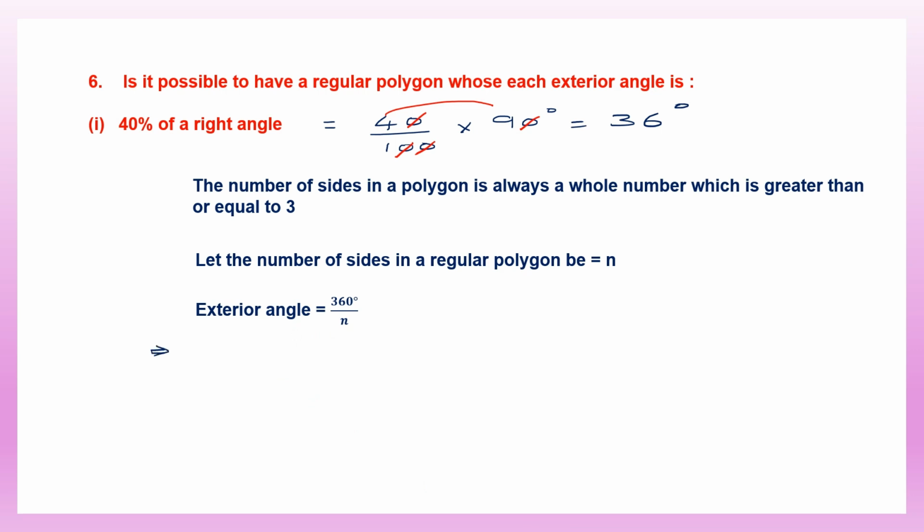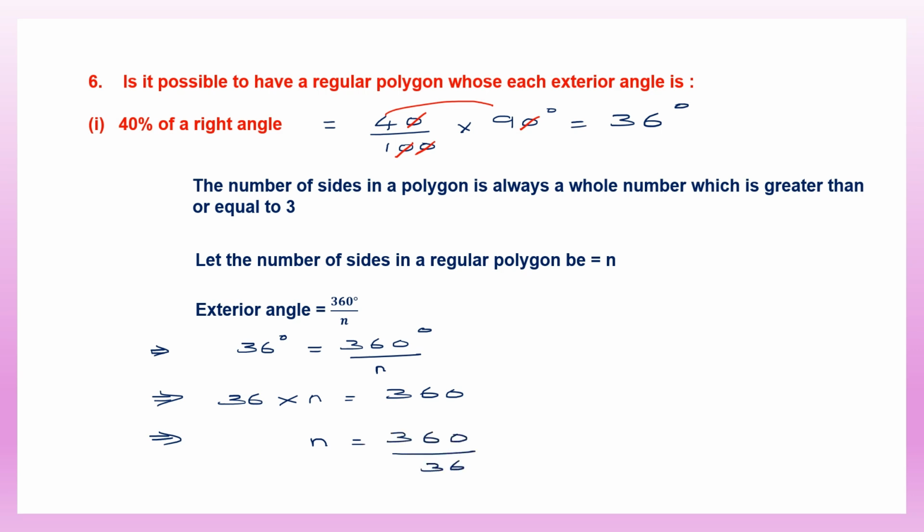Now, exterior angle we found out is 36 degrees and this is equal to 360 degrees by n. So this is 36 into n is equal to 360. So now we are going to find the value of n. This is 360 divided by 36. So 36 into 10.